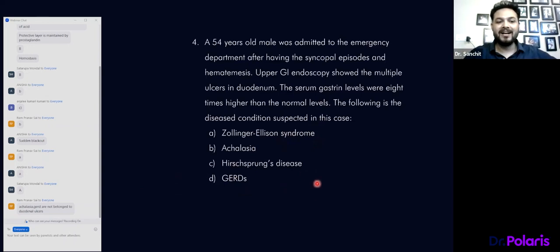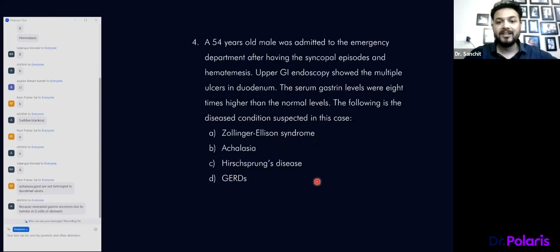See, so Ram knows about achalasia and he knows about GERD. And he says that it's not related to the duodenum anymore because things are not going up till the duodenum. They are only at the level of the esophagus and stomach. So that's a good way. So he knows that achalasia, GERD cannot be there. Because increased secretion of gastrin secretion due to tumor in G cells of the stomach.